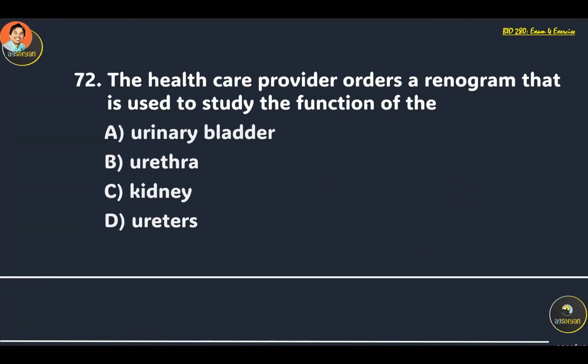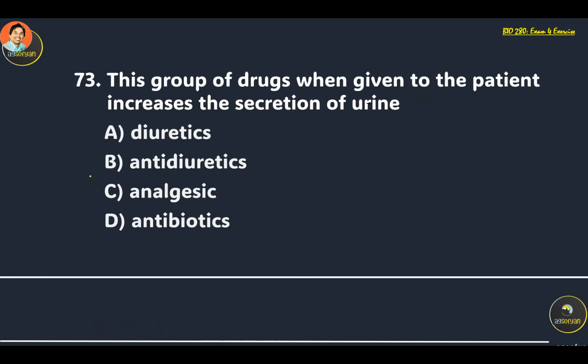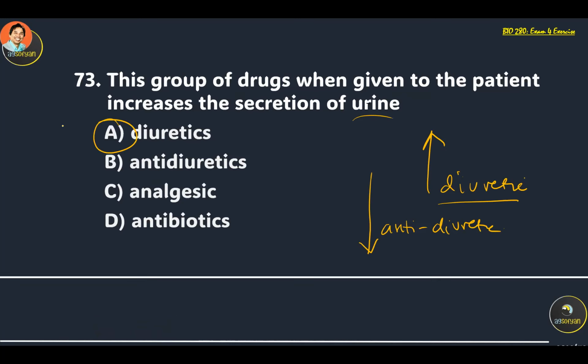The healthcare provider orders a renogram that is used to study the function of the kidney. This group of drugs, when given to the patient, increases the secretion of urine. So this is increase, meaning diuretics. If it is decrease, then it's going to be anti-diuretics. So the answer will be this one: increase the urine production.